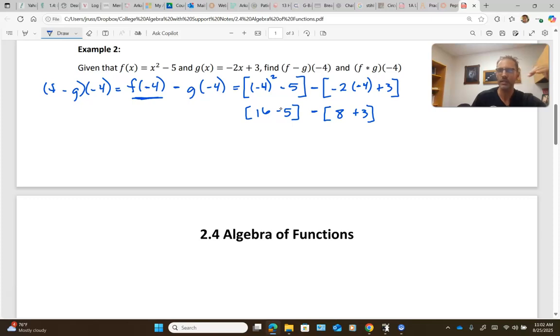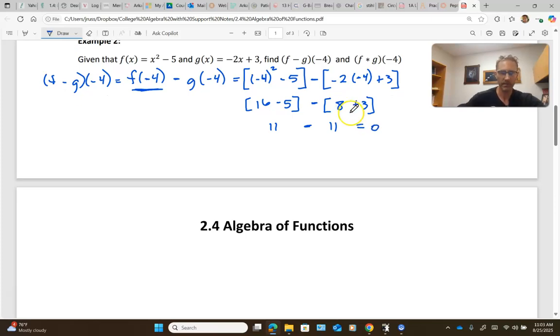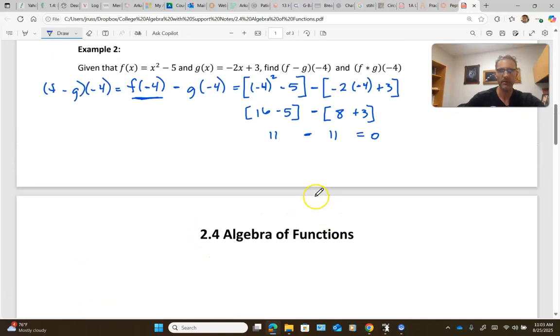And once you get each of these down to one number, you don't need to keep them in brackets anymore. And then over here, 8 plus 3, coincidentally, that's also 11. And now, guys, we can finally subtract them. And 11 minus 11 is 0. Okay? I can restate this, and I can say that f minus g of negative 4 is equal to 0.